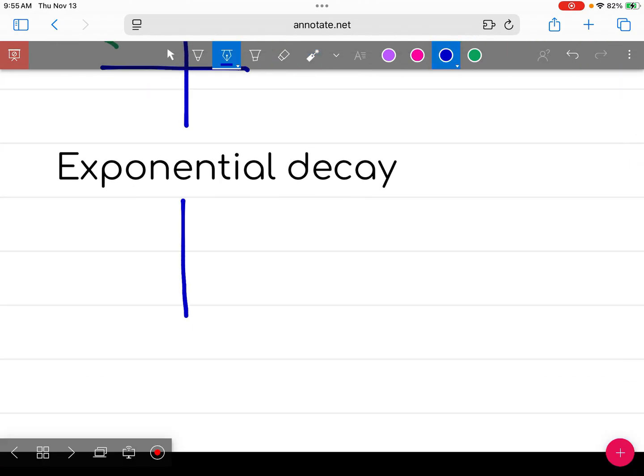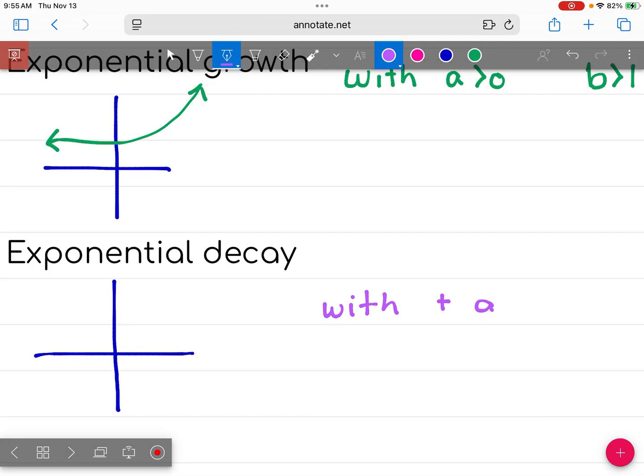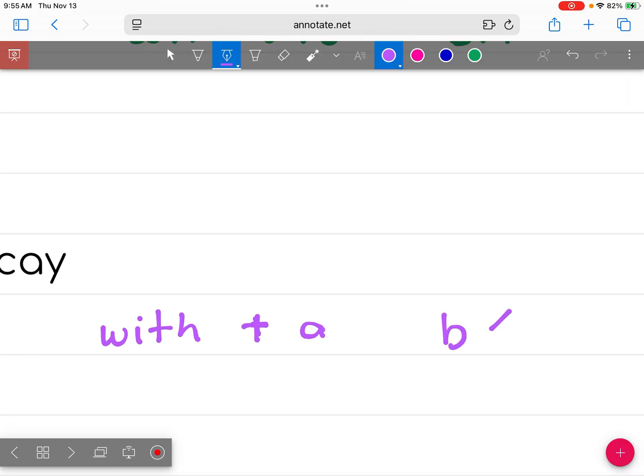Exponential decay is very, very similar. If we again think about our a value being positive, exponential decay kind of looks like this guy. So with a positive a value, our base needs to be less than 1, but it also can't be negative. So it's going to wind up being between 0 and 1.